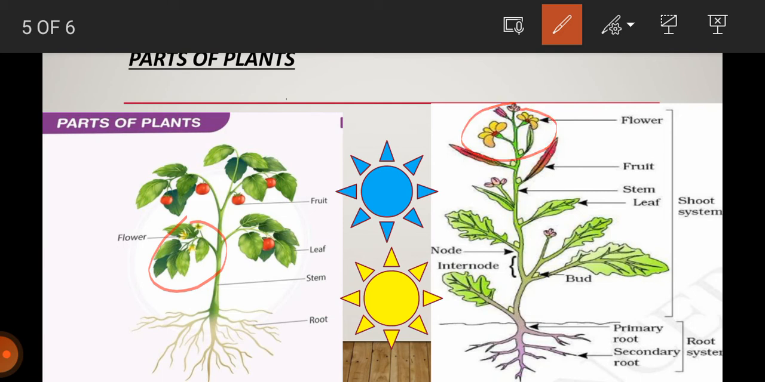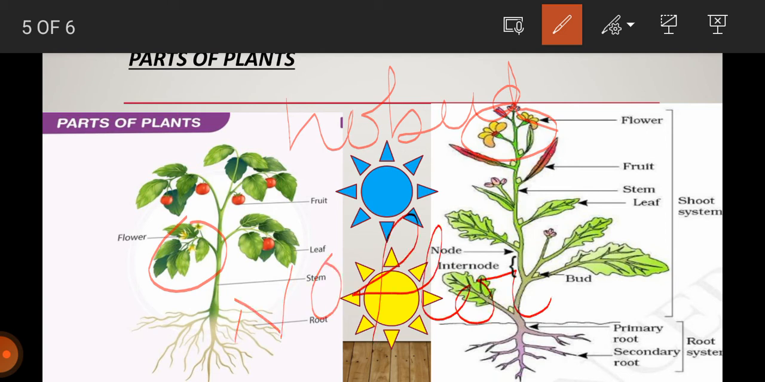If there is no bud in the world, then what will happen? Then there will be no flower. Okay.